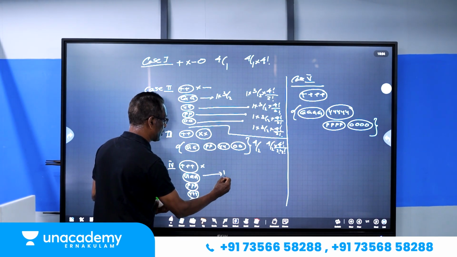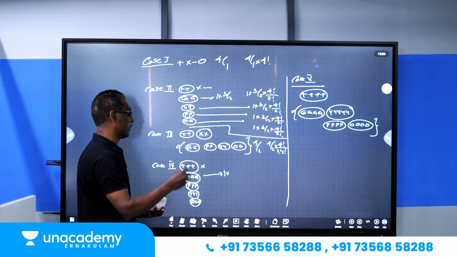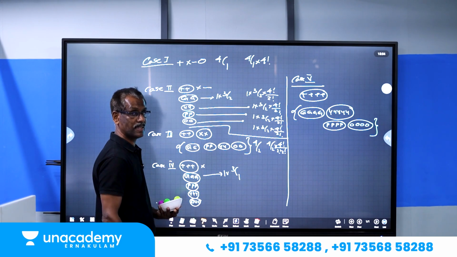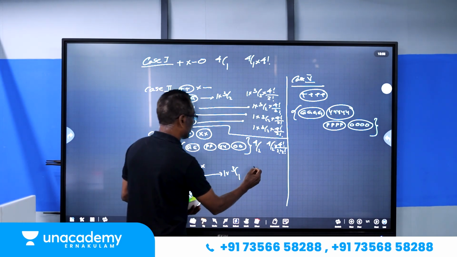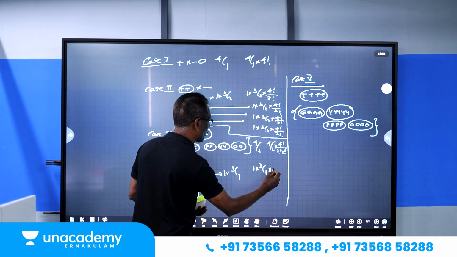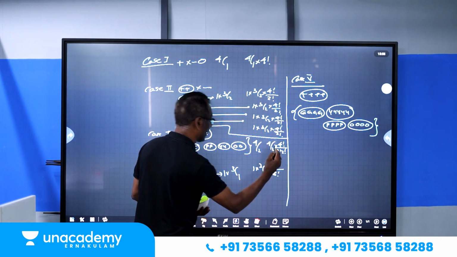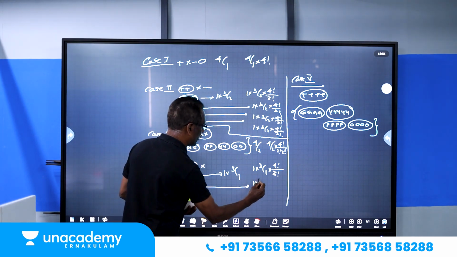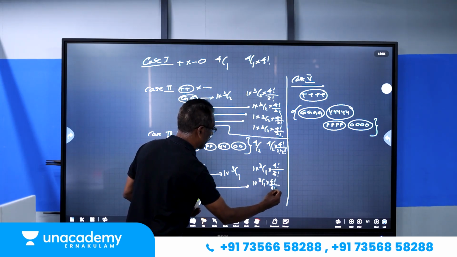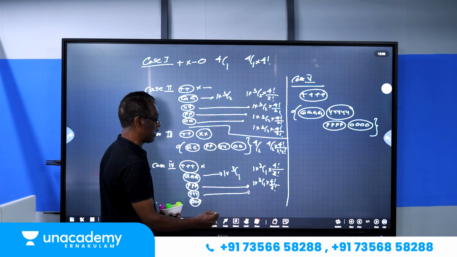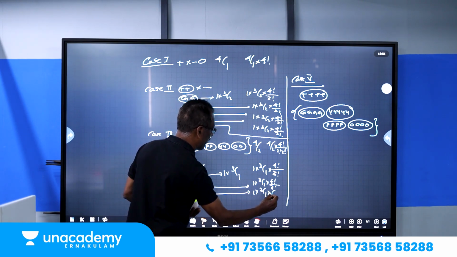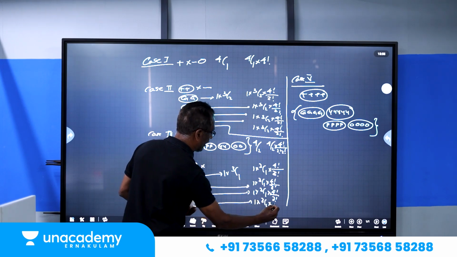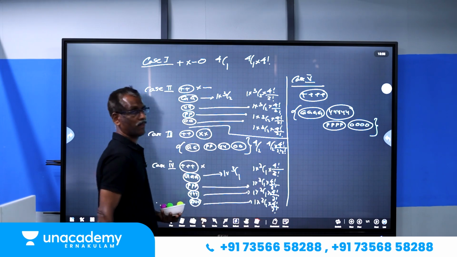So that means in that case 1 into, there are 3 distinct ladus. Selecting 1 ladu, that is 3C1 ways. Then permuting: 1 into 3C1 into 4 factorial divided by 3 factorial. Similarly, in the case of pink color, 1 into 3C1 into 4 factorial divided by 3 factorial. In the case of yellow color, the same. Orange, the same.